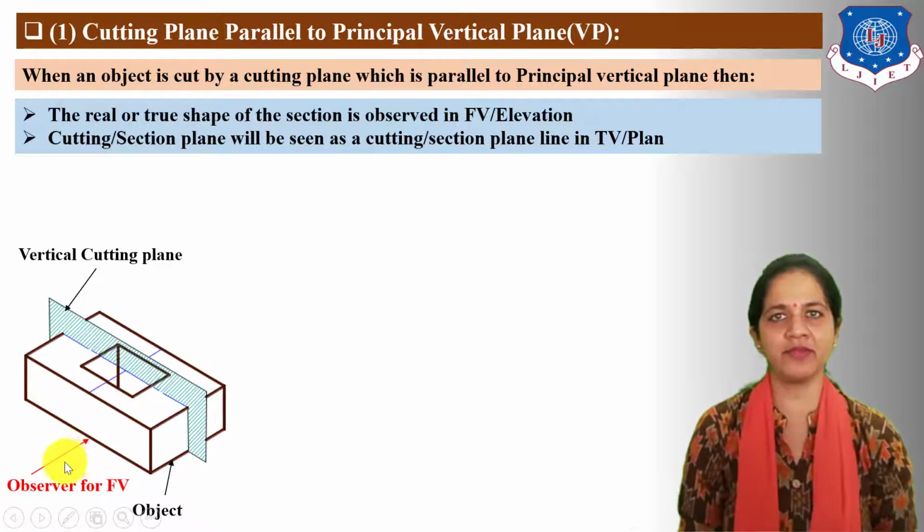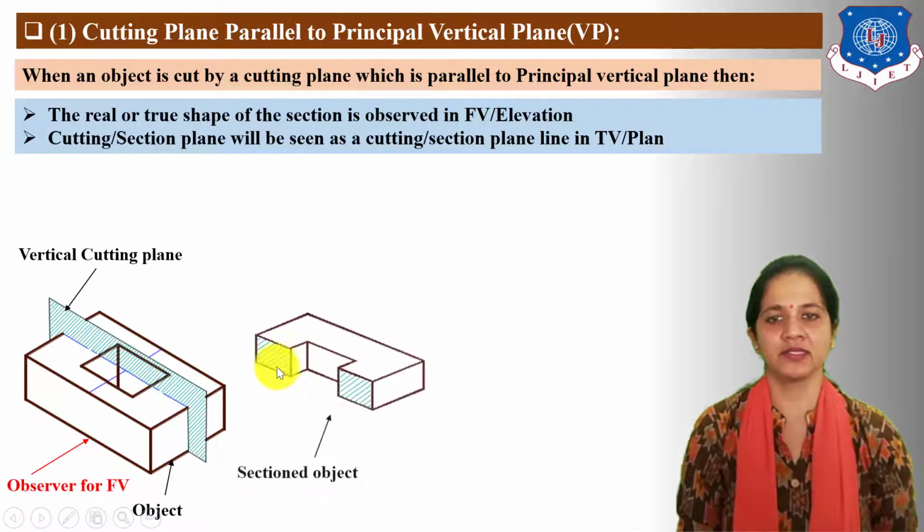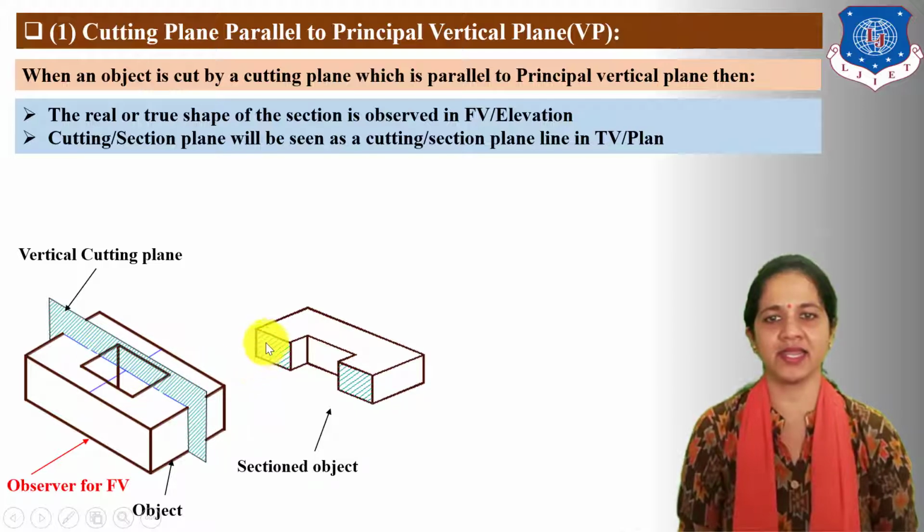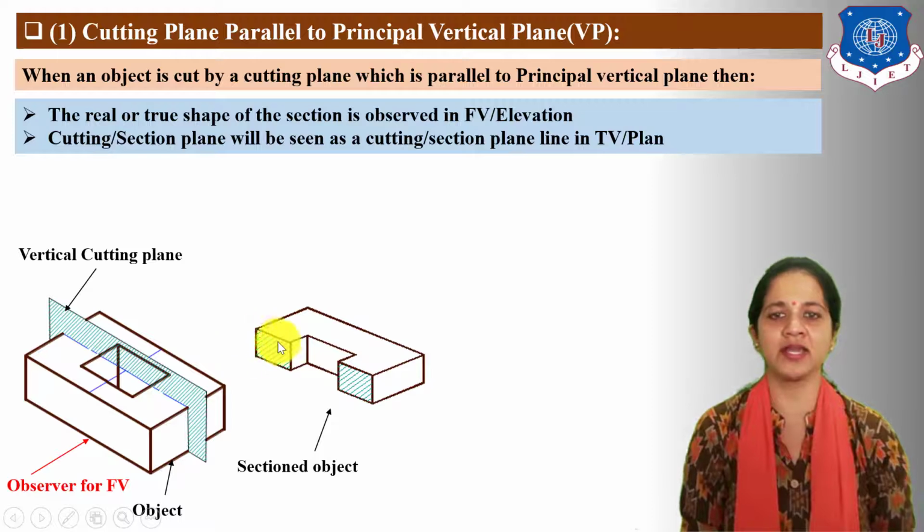When we take a section in the front view, we remove the portion between the observer and the cutting plane. So here you can see the remaining portion of this 3D object, and here this surface is cut by this cutting plane, or touching the cutting plane. So here we need to draw section or hatching lines.